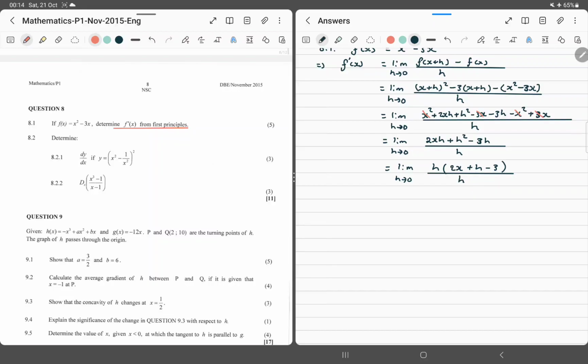all over h. Now these simplify to 1, and then we can drop the limit here. We've got 2x plus 0. Now this is where you substitute for h, minus 3. This is 2x minus 3. So that is the answer.